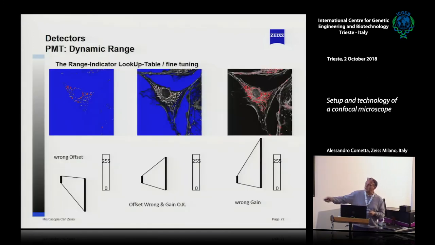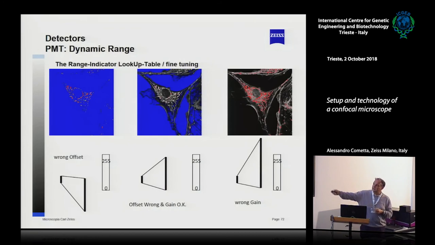If I work on the system, what I can do is try to work with the offset and the gain. So this is a lookup table: blue means underexposed, and red is overexposed. What I can do in this case is try to keep the sample inside this area. So keep the blue as low as possible, and the red as high as possible, trying to have just one pixel blue and one pixel red.